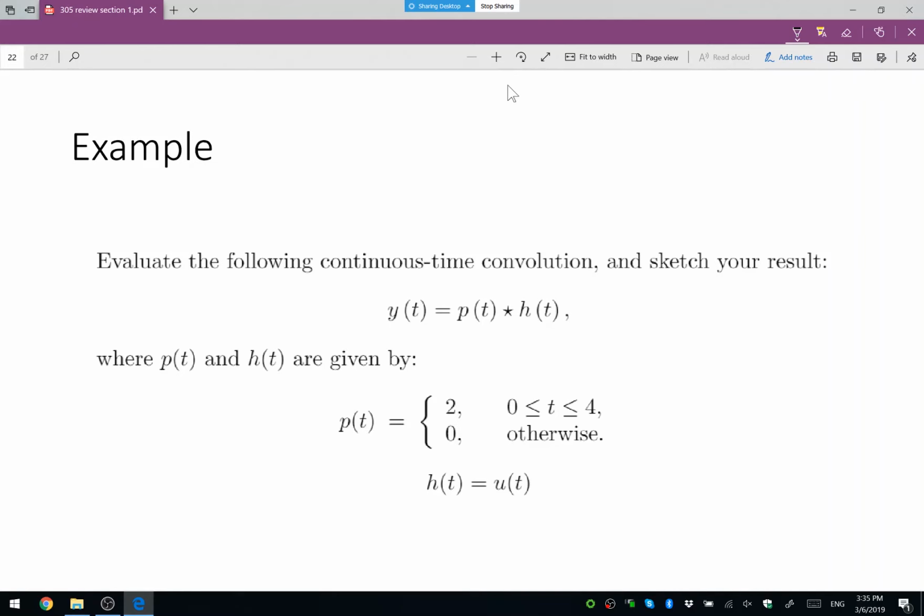In the example, we do the convolution of two signals. One is a square wave, and the other one is the step function. We can draw it like this: 2, from 0 to 4, and the other one starts from 0 with magnitude 1. We know the shape of that. That's very important because we are drawing graphs.